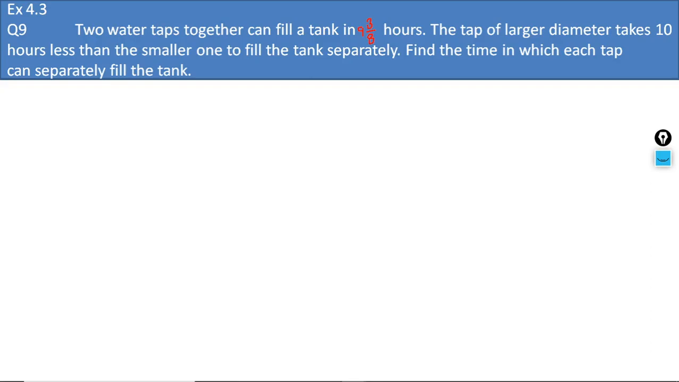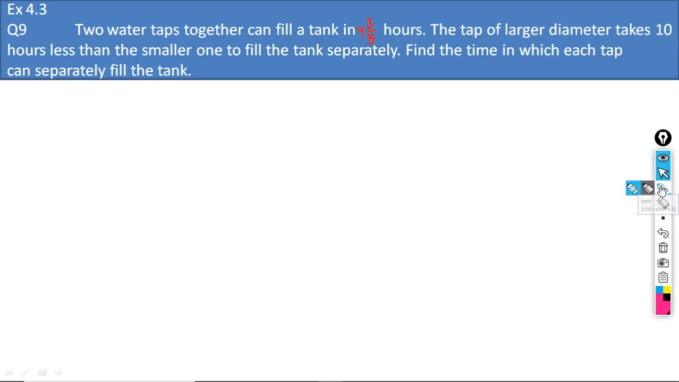The two water taps together can fill a tank in 9 by 8 hours. The tap of a larger diameter takes 10 hours less than the smaller one to fill the tank separately. Find the time in which each tap can separately fill the tank.